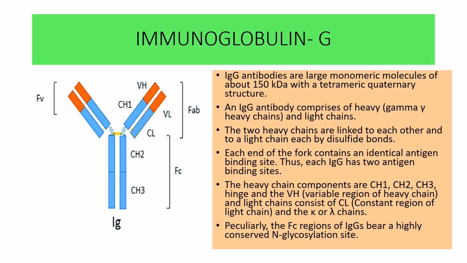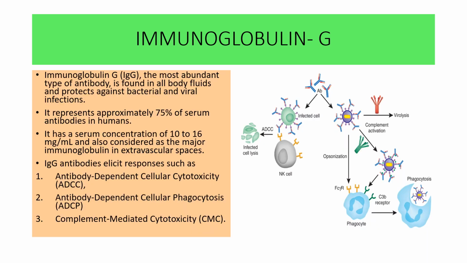The fork-like end, which is formed by immunoglobulin G, is known as the Fab region, whereas the end with which it is attached to other cells is known as the Fc region. The light chain may consist of a kappa chain or a lambda chain.